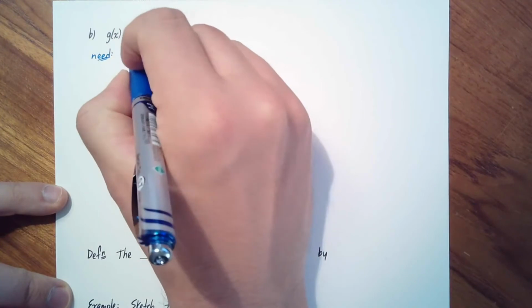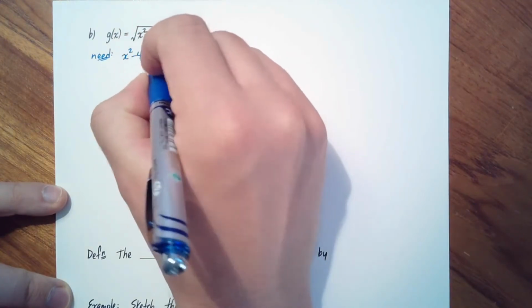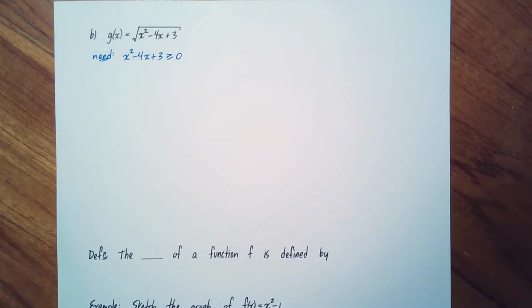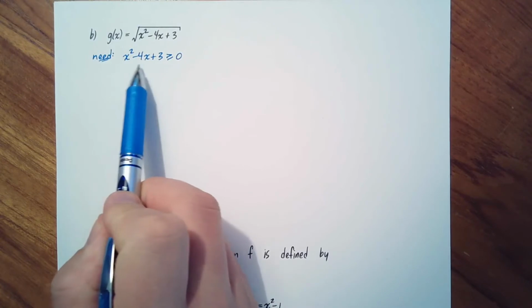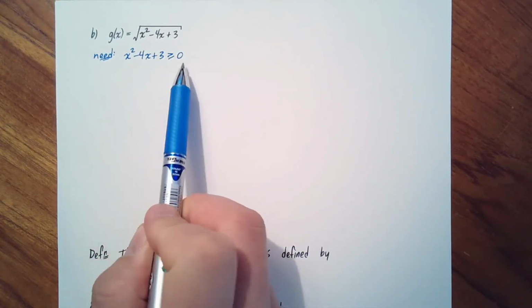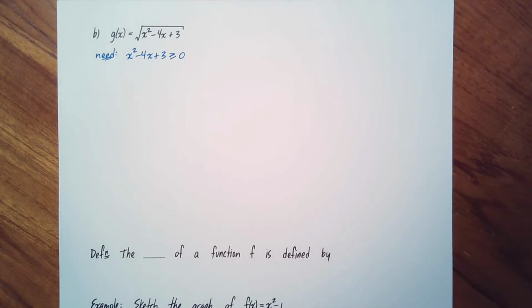We need x squared minus 4x plus 3 to be greater than or equal to 0. Okay, so that's the first thing we want to identify. Now, the question becomes, when is this inequality satisfied? For what values of x is this statement true? In order to answer that question, it's going to help if we factor the left-hand side.